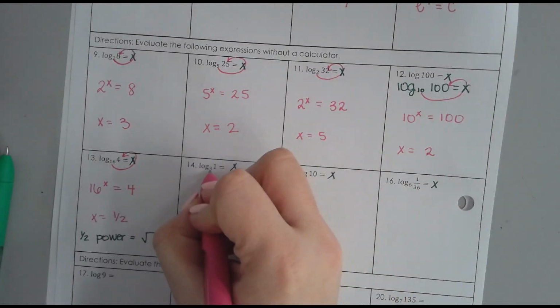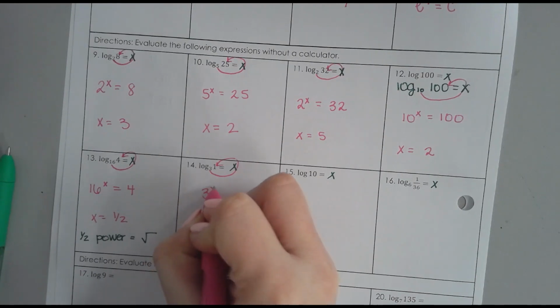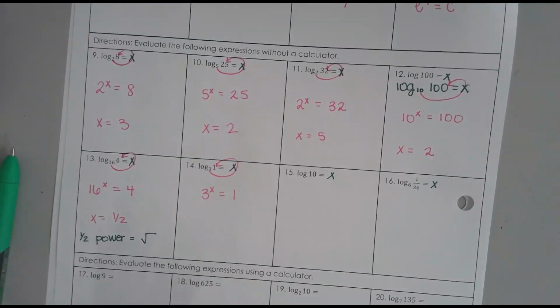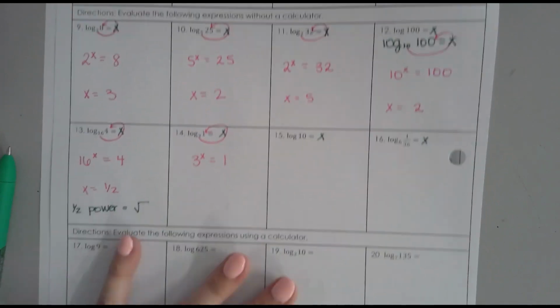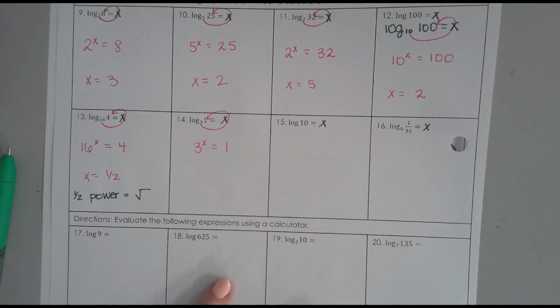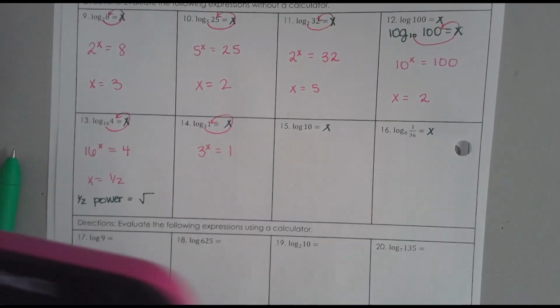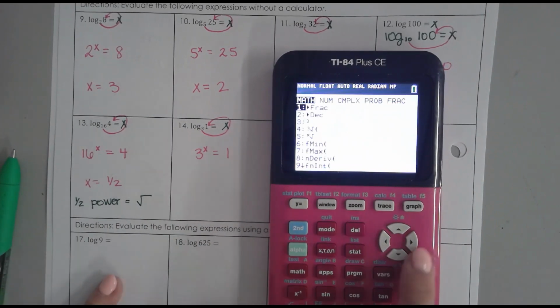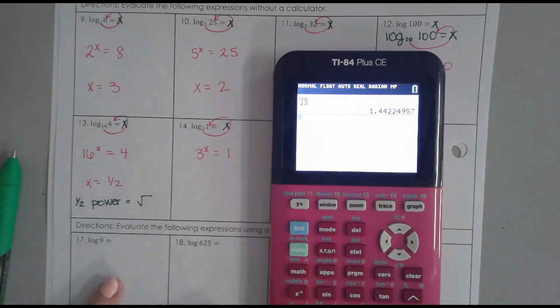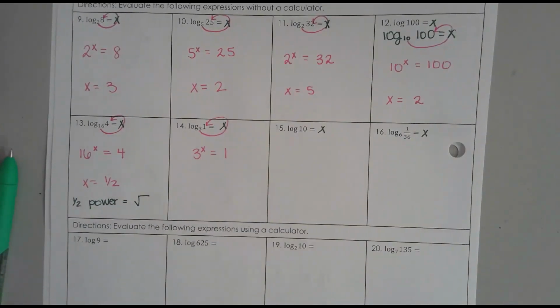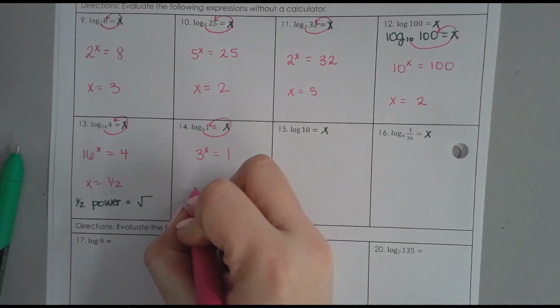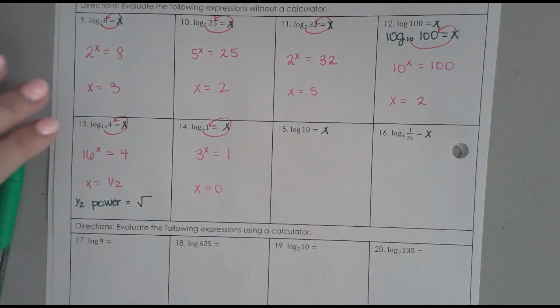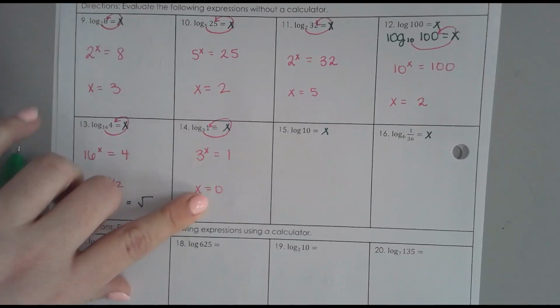Alright, 14. 3 to the x equals 1. Any ideas of what exponent gives you 1? It's not 1/3. That would be the same thing as doing the cubed root of 3, which is not the same as dividing by 3. The cubed root of 3 is that. It's 0. Anything to the 0 power is 1. So my base could have been anything, and my answer would have been 0.